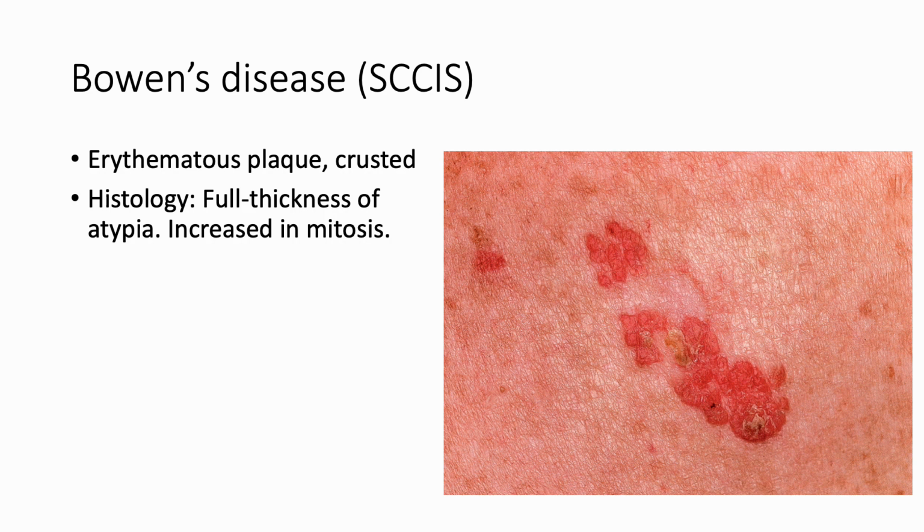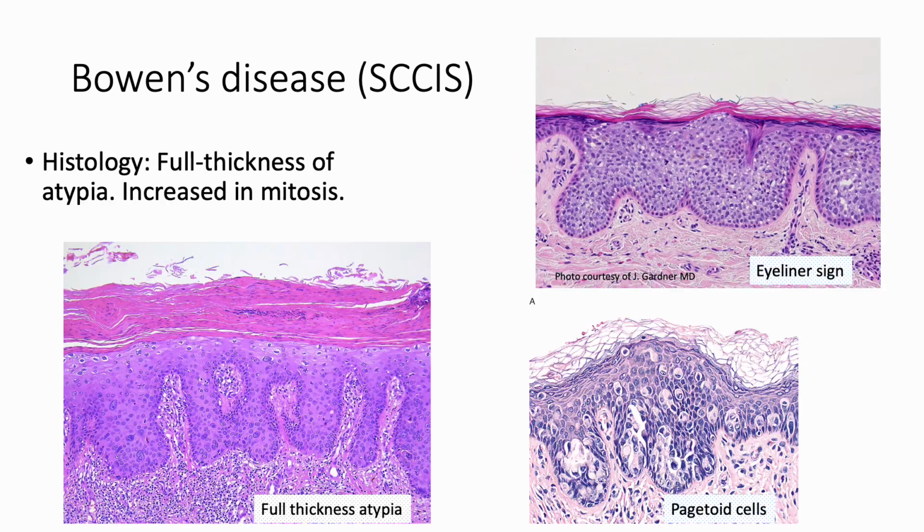Clinically, they can present as an erythematous plaque with a crusted surface, and their histology is the full thickness of atypia with increased mitosis. Here is the picture. This is the histology of Bowen's disease or squamous cell carcinoma in situ, and you can see there is full thickness of atypia with loss of granular layer, which means there is no normal maturation. Also, the mitosis can go up and reach the top of the epidermis.